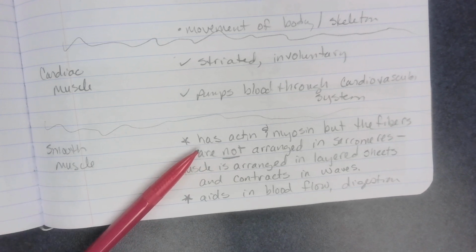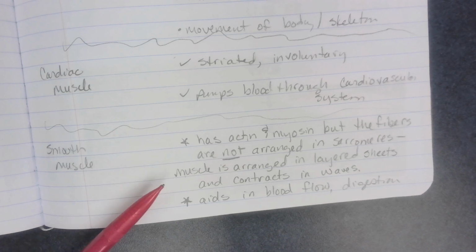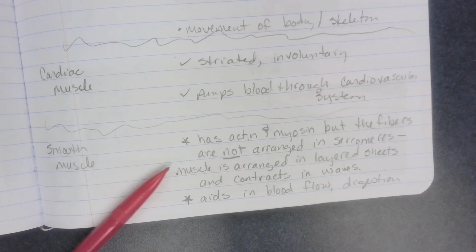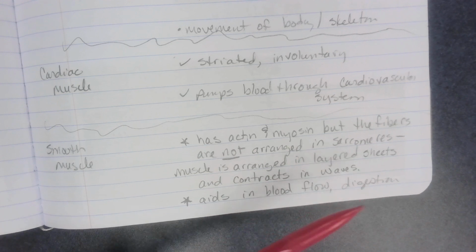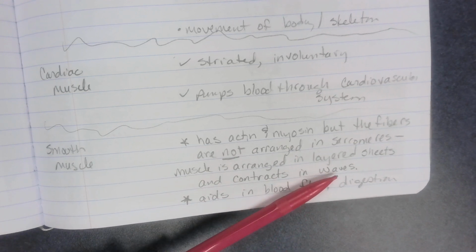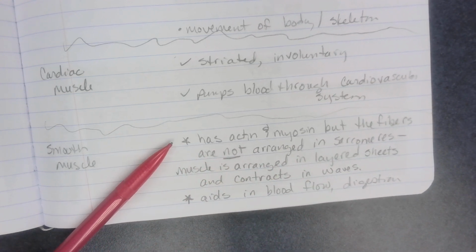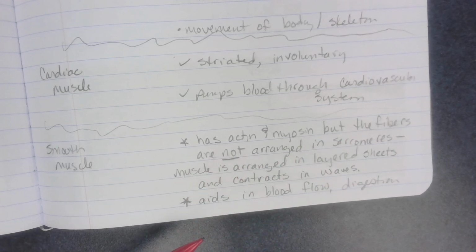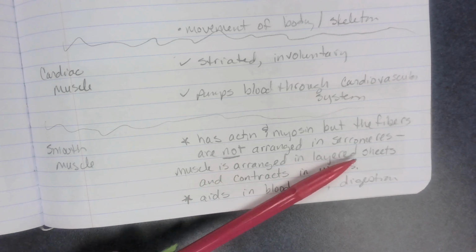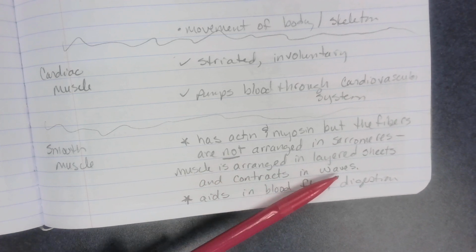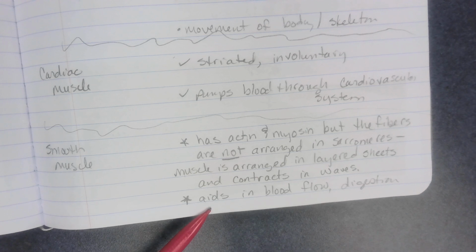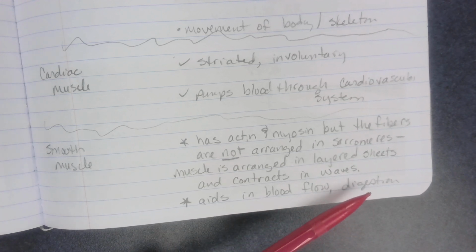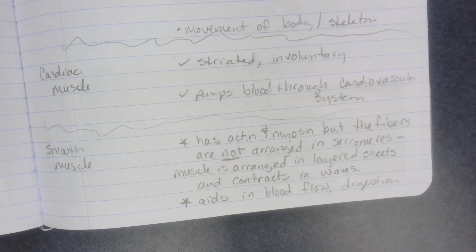Smooth muscle has actin and myosin fibers, but the fibers are not arranged in sarcomeres, so they don't have those striations. The muscle is arranged in layered sheets, and it contracts in waves. Smooth muscle aids in blood flow and digestion.